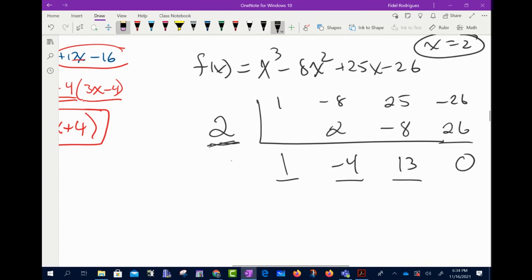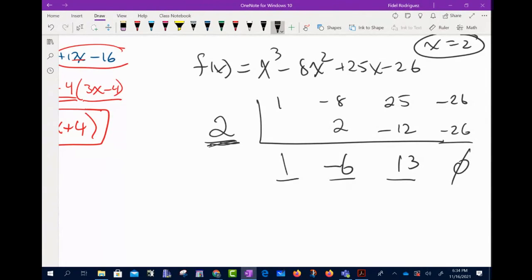So when I'm, oh, you know what? I made a mistake, didn't I? Man, what's wrong with me today? I'm sorry, guys. Okay, so this is a 2, this is a negative 6, isn't it? Okay, that's better. 2 times negative 6 is a negative 12. Here's my 13. And 2 times 13 is my negative 26. That's right. That's better. Much better. Sorry about that, y'all.